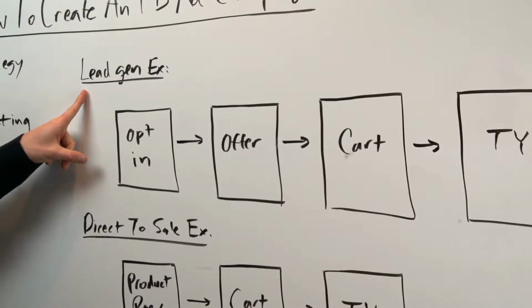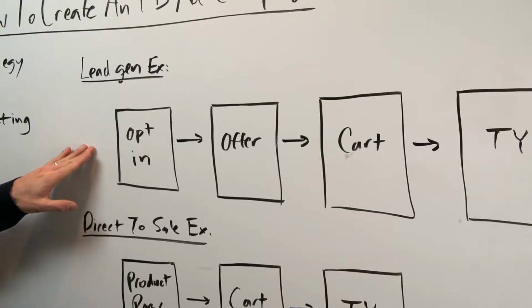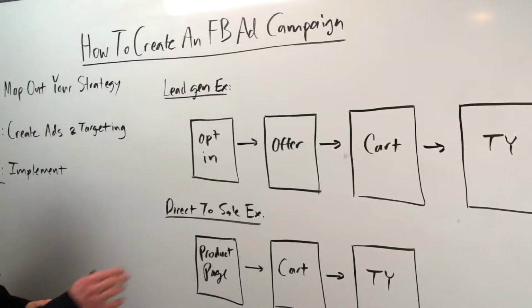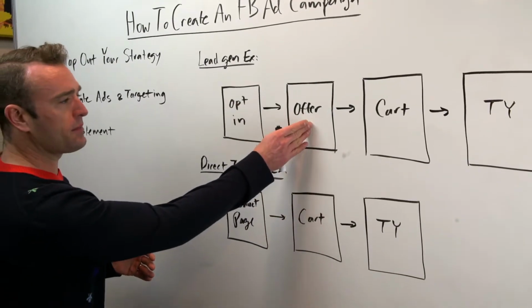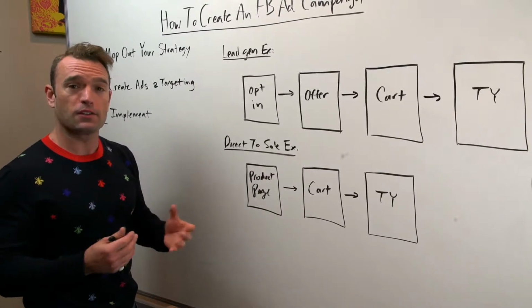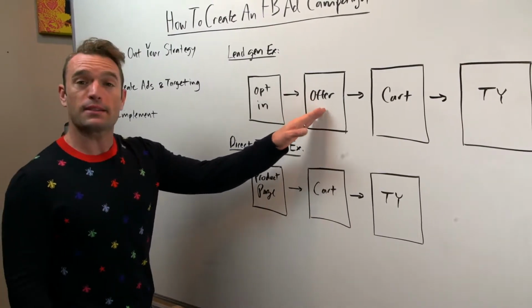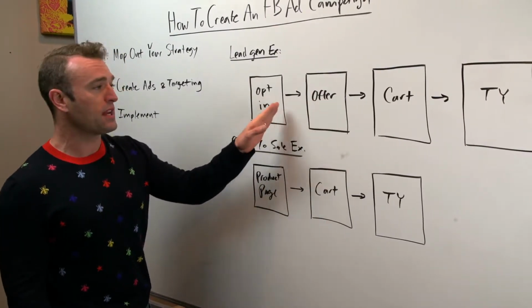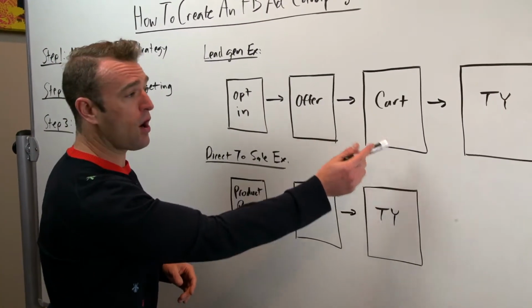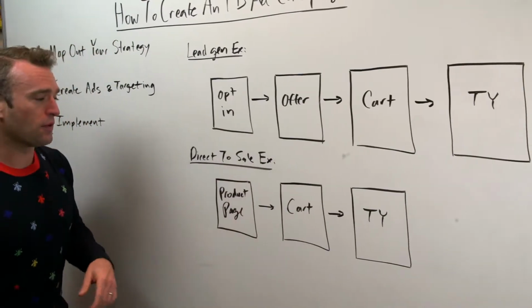Now, a lead gen type strategy is typical when people are selling some type of information online, where they're generating some kind of lead, sending people to an opt-in page and gathering their email address. And then after opting in, they redirect them to some sort of offer. That could be a video, it could be a sales page where we're making some type of offer to the person that has opted in to try to get them to buy. That will redirect to some type of cart, and then there's a thank you page after that.